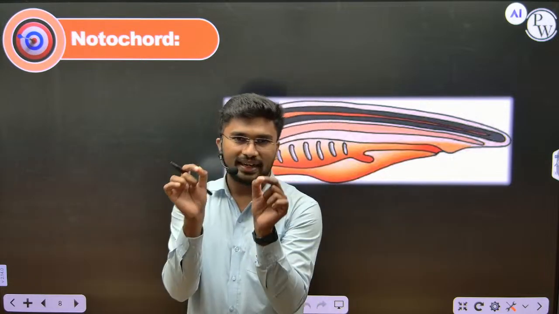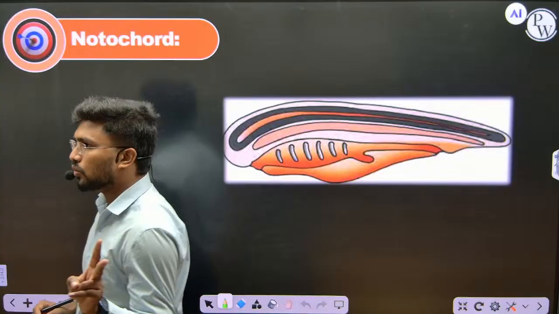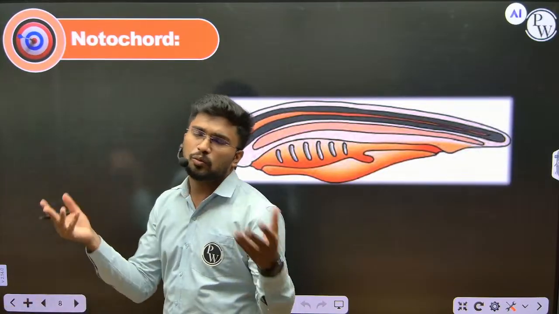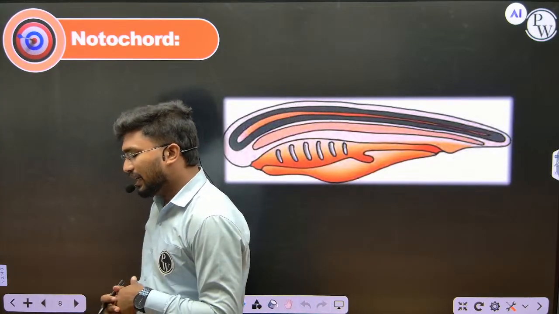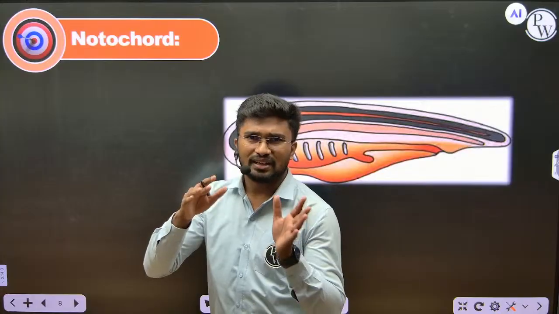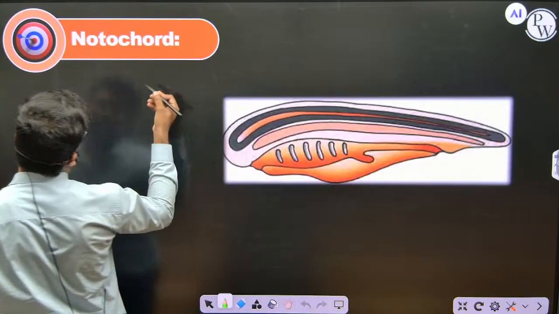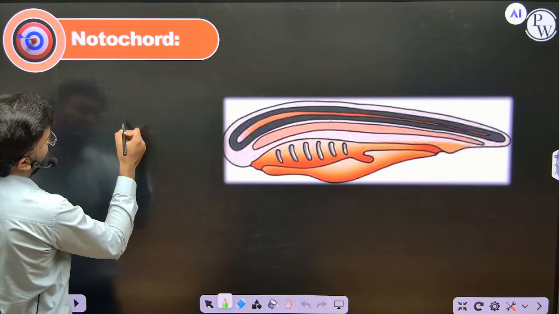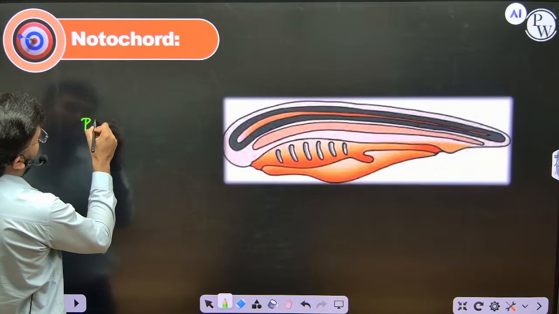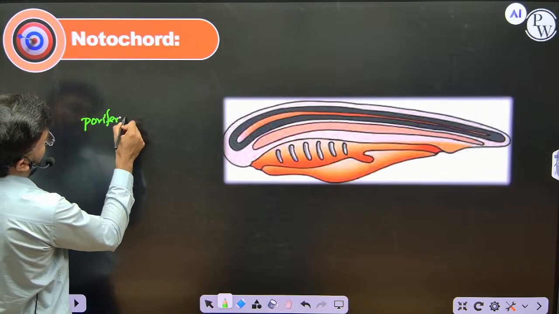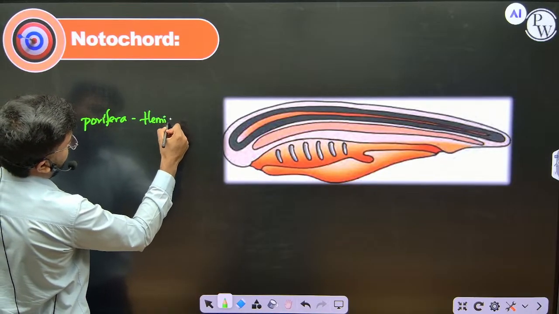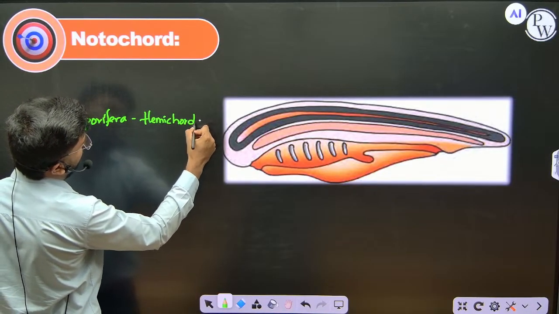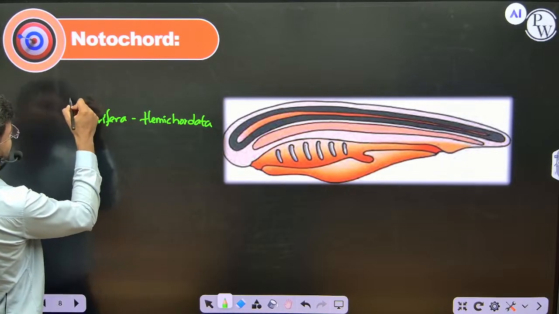Chordata is again divided into two subgroups: one is Acraniata, another one is Craniata. So like this, 11 phyla are there. Out of these 11, from phylum Porifera up to Hemichordata, what are we calling them? We are calling them non-chordates.